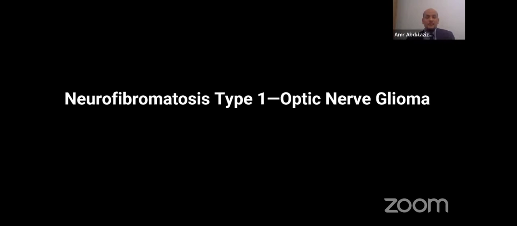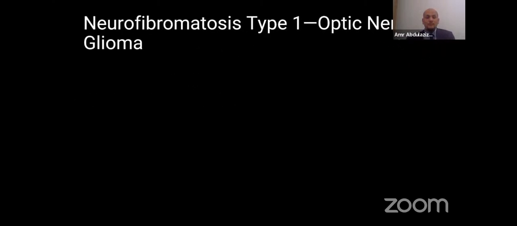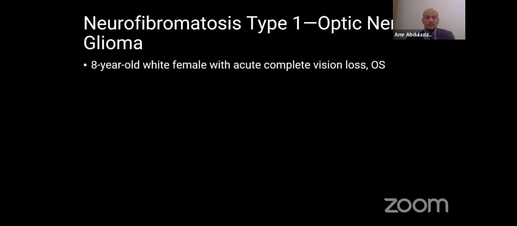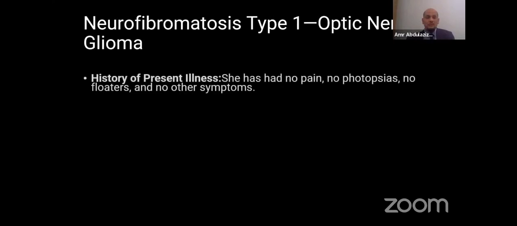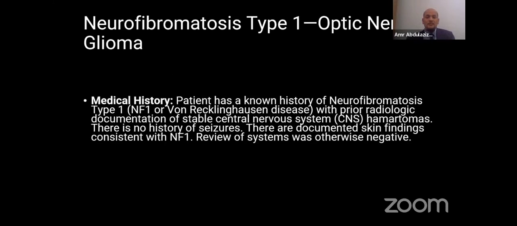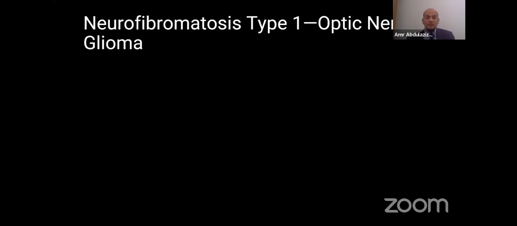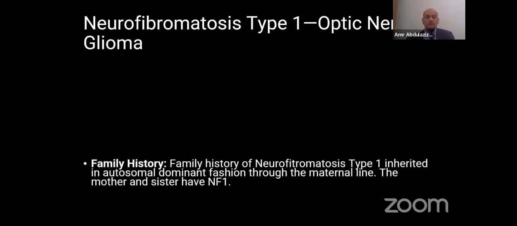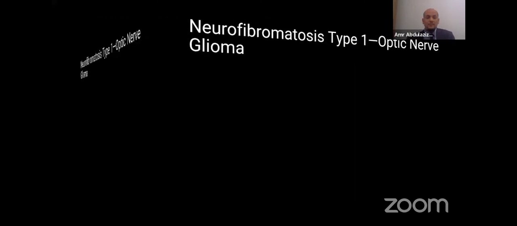Coming to the next case, it is a case of neurofibromatosis type 1 optic nerve glioma. This is an 8-year-old female with acute complete vision loss. She had no pain, no photopsias, no floaters, no other symptoms. The patient has a known history of neurofibromatosis type 1 with prior radiologic documentation of CNS hamartomas, and also documented skin findings consistent with neurofibromatosis type 1. She is not taking any medications. Family history is positive for neurofibromatosis.